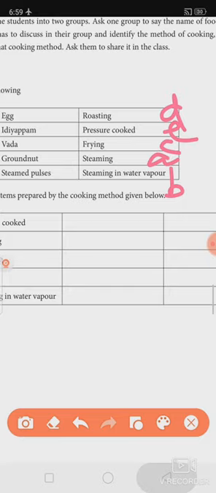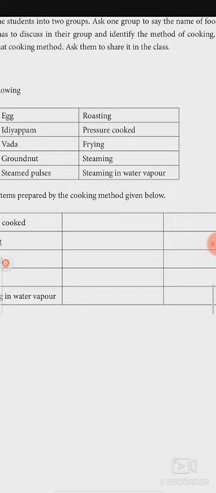Next we need to see, list the food items prepared by the cooking method given below. I have listed the food for the cooking methods given below. Pressure cooked, cereals and meat. Roasting, groundnut and peas. Steaming, egg and dal. Frying, fish and french fries. Steaming in water vapor, idli and idiyappam. These are the examples for the second one.